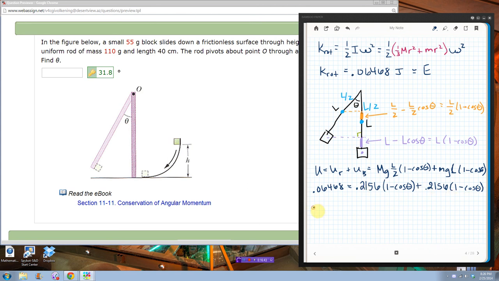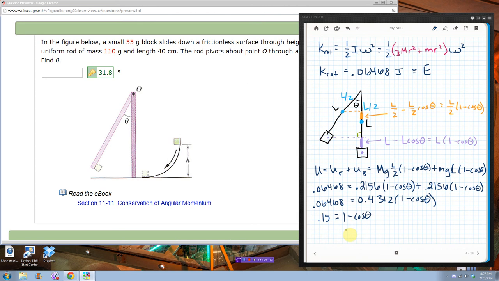So if I combine some like terms, these both have a term of 1 minus cosine theta, so I add those together, and I end up with 0.4312 times (1 minus cosine theta). Now I'm going to divide both sides by 0.4312. So 0.06468 divided by that, and I end up with 0.15 equals 1 minus cosine theta.